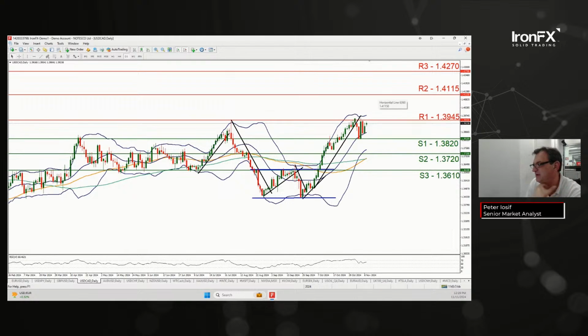Should the bulls take over, I wouldn't be surprised to see the price action breaching the R1 1.3945 and start aiming for the R2 1.4115. On the flip side, should the bears take over, we may see the pair dropping, practically rendering back any gains it had made on Friday, breaching the S1 1.3820 and start aiming 100 pips lower for the S2 1.3720.